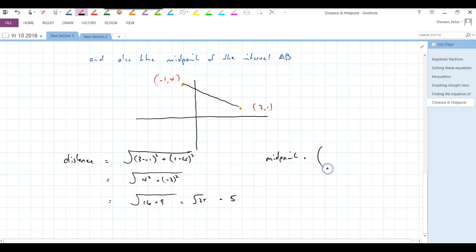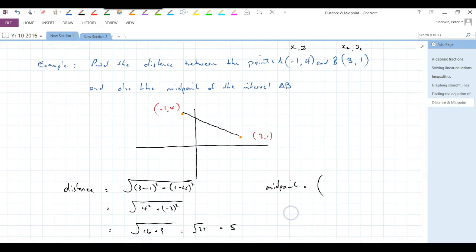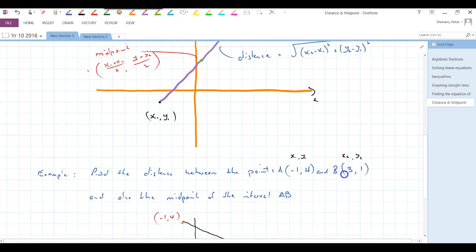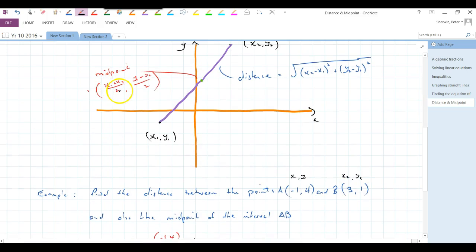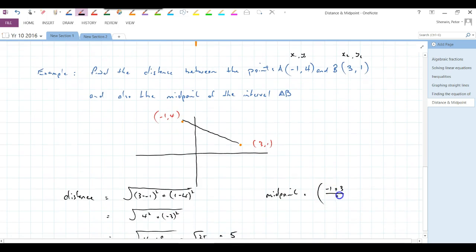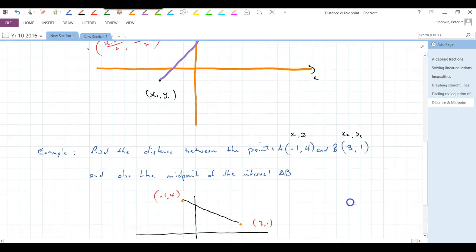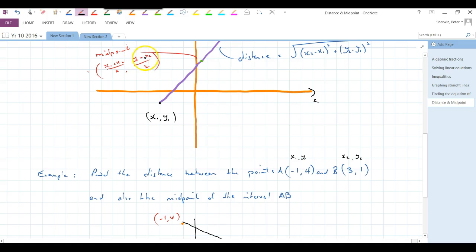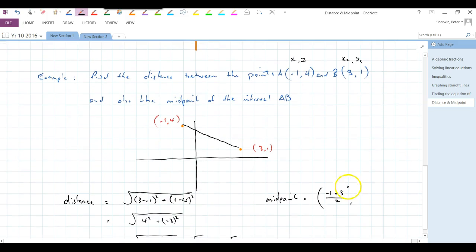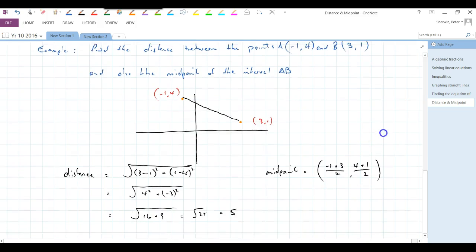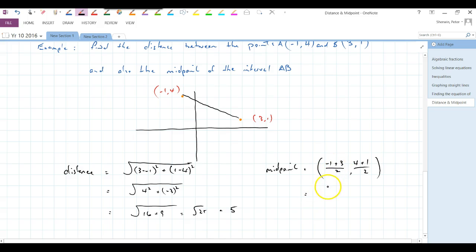The midpoint is equal to, this is a point, so it's got x, y coordinates. So it's x1, minus 1, plus x2, which is 3. Remember, we're using this formula here. x1 plus x2 over 2 is our x coordinate, so we just put that over 2. And our y coordinate at the midpoint is y1 plus y2 over 2. So y1, 4, plus y2, 1, over 2. Simple as that. So our midpoint is minus 1 plus 3, which is 2 over 2, and 4 plus 1, which is 5 over 2.